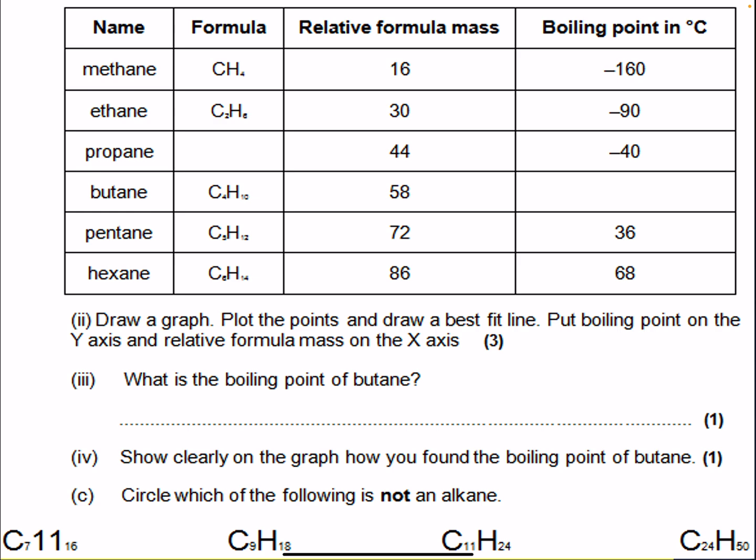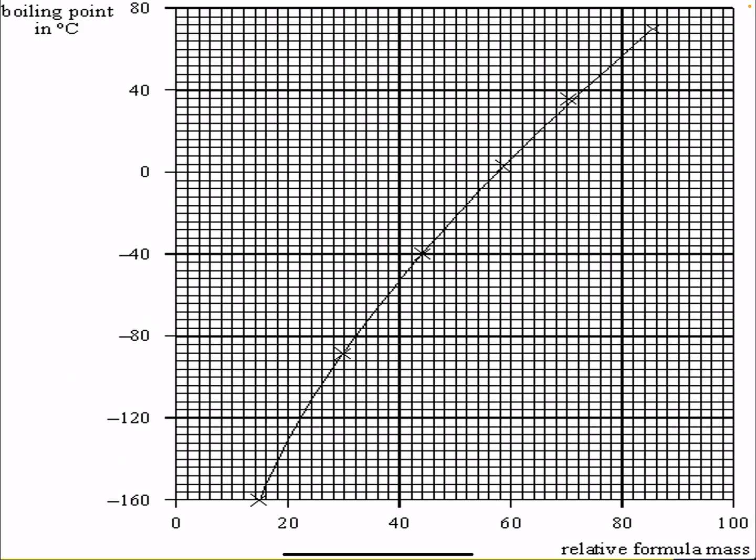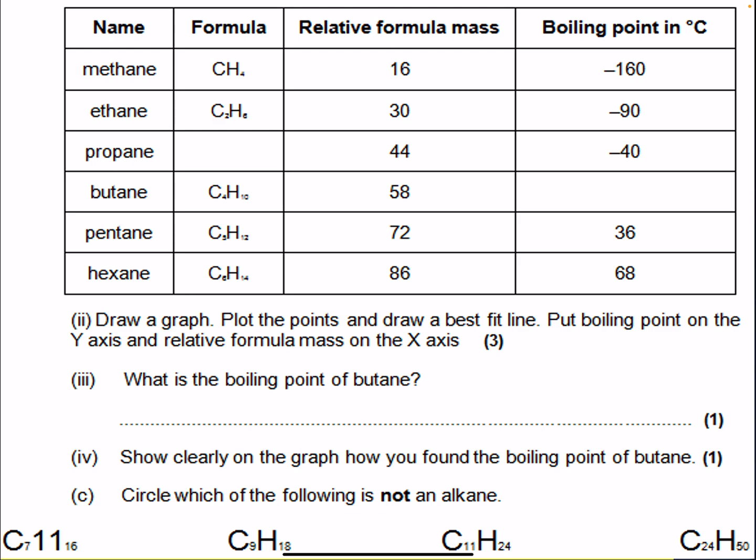Here's another one. Pause the video here again. Take your time, work it out, and once you've done that, if you look at the bottom one, circle which of the following is not an alkane. Alkane, meaning it has to belong to the general formula CnH2n plus 2. So one of these doesn't have that general formula.